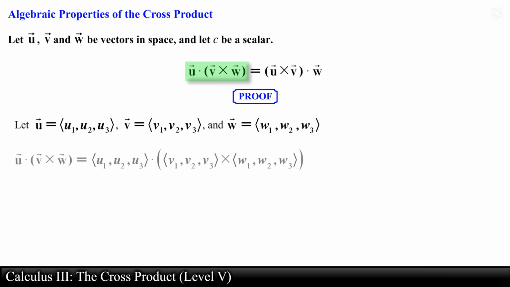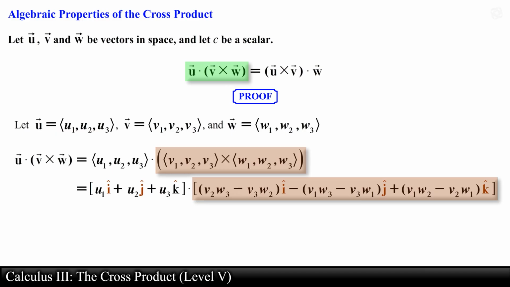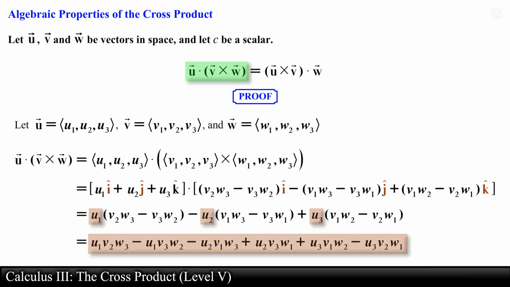So let's start with the left-hand side and find the cross product between vector v and vector w. We then take this vector and dot it with vector u. Then we go ahead and distribute the components of vector u as follows.